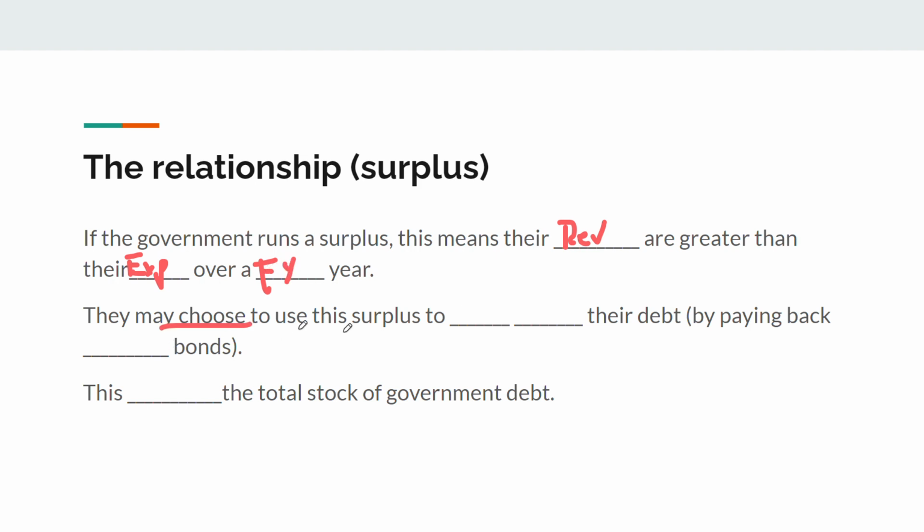Remember that it's only a choice, so they may choose to use this surplus to pay down their debt. And to be really specific about it, it's paying back maturing bonds. Remember, when a bond matures, you have to pay it back. So the Australian Office of Financial Management will work this out for the government, but they'll basically pay back some of the bonds. This would obviously decrease the total stock of government debt. So if I went too quick, go back and have a look at those, because those are the key relationships between the budget outcome and the level of government debt.